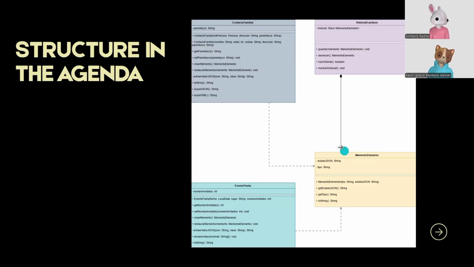The modified classes were family contact and party event, because the create memento and restore memento methods were added to them. Two new classes were also added: memento element, which saves the state as JSON text and the object type, and change history, which saves the mementos in a stack. The stack works well because the last state change should be the first to be retrieved, just like Control Z.